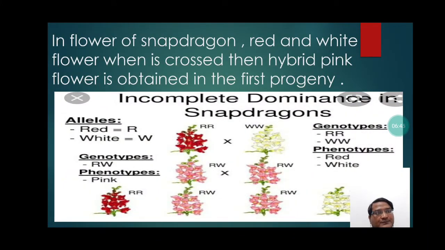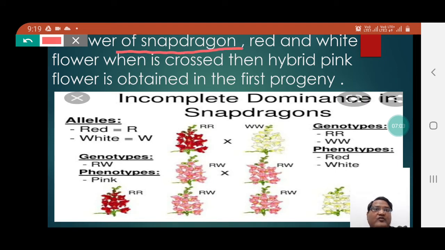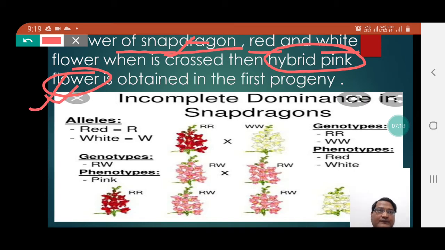In the flower of snapdragon, when red and white flowers are crossed, a hybrid pink flower is obtained in the first progeny. It's the example which we have discussed a little earlier, and it is very common in the snapdragon flower. When scientists crossed the red and the white flower of snapdragon, they noticed that a hybrid pink flower was obtained in the first progeny. From this experiment, scientists discovered a new process which was not following the laws of Mendel, and that was called incomplete dominance.